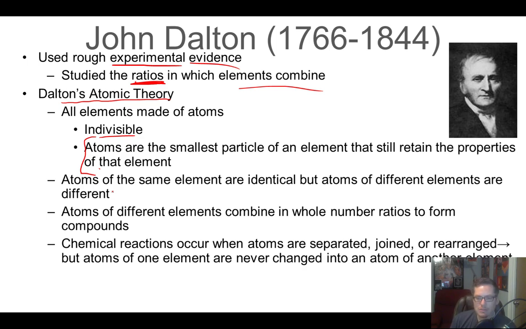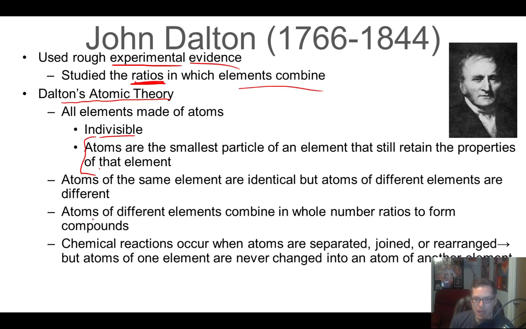The second: atoms of the same element are identical, but atoms of different elements are different. Last video we talked about how these elements are different from each other, right? They had a different number of protons. John Dalton had no idea about subatomic particles. He didn't know about the proton, the neutron, or the electron. So he theorized that if you had 2 atoms of nitrogen and compared them to one another, they'd be absolutely identical in all respects. But if you took a nitrogen and compared it to an oxygen, they'd be different. So that's the second one.